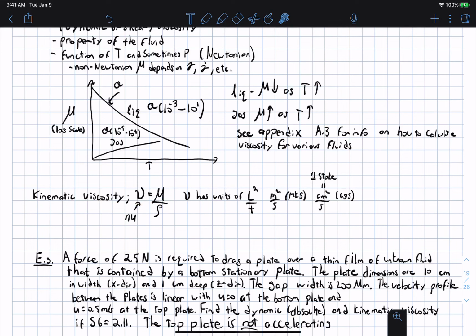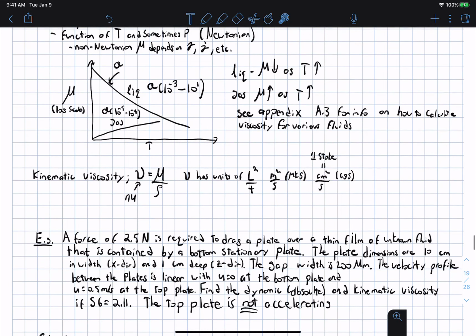The kinematic viscosity is used quite often because when you start working with fluid mechanics, you'll find the grouping mu divided by rho occurring a lot. So they just made a table entry with that quantity because it's so common to see. And nu has units of length squared over time. So in MKS, it is meters squared per second, and in CGS, it's centimeters squared per second. Okay, now we're going to show you how to use this information to calculate forces on plates.